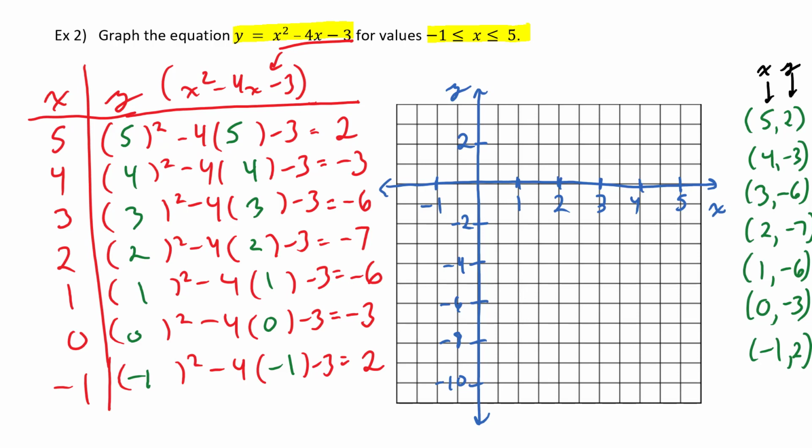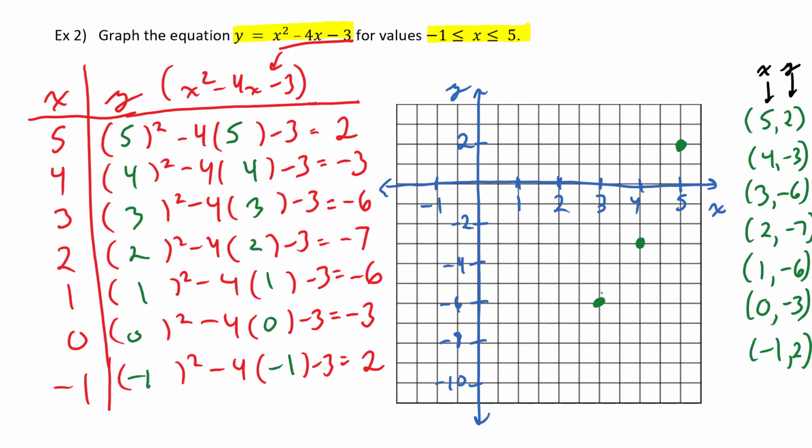5, 2. 5 on the x-axis, 2 on the y-axis, right there. Next up, we have the data point (4, -3). 4 on your x-axis, -3 on your y-axis. It's going down. We have (3, -6) right there, still going down. Once you have the third point, you can start to see this is not going to be a straight line. Why? You can see it's starting to curve a bit.